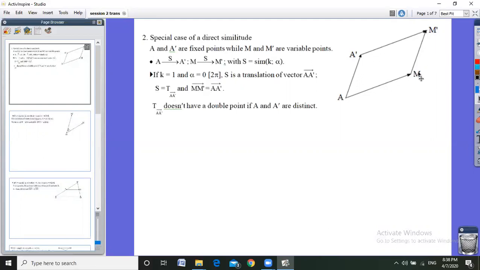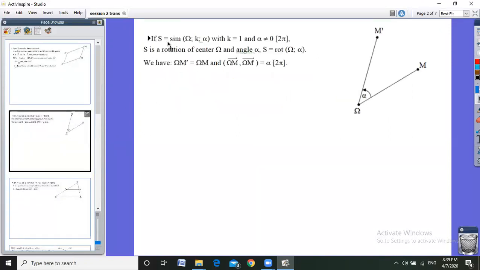Since M prime is the image of M by this similitude, and vector MM prime equals vector AA prime, in this case S is a translation by vector AA prime. We write it like this, T of vector AA prime. In this case, the translation doesn't have a double point. It has no center in this case, if A and A prime are distinct.